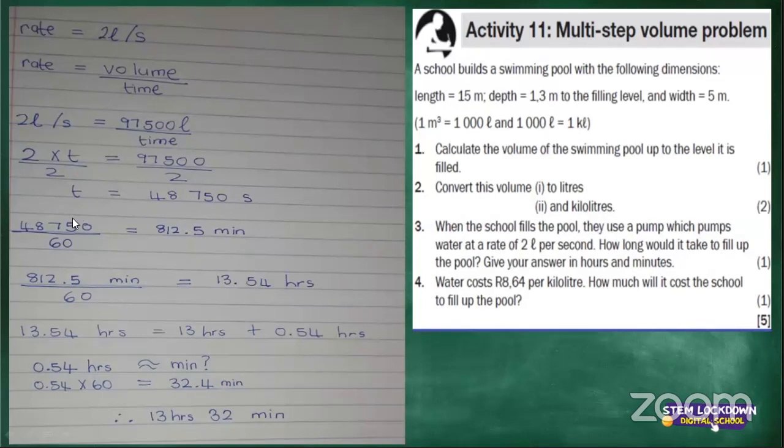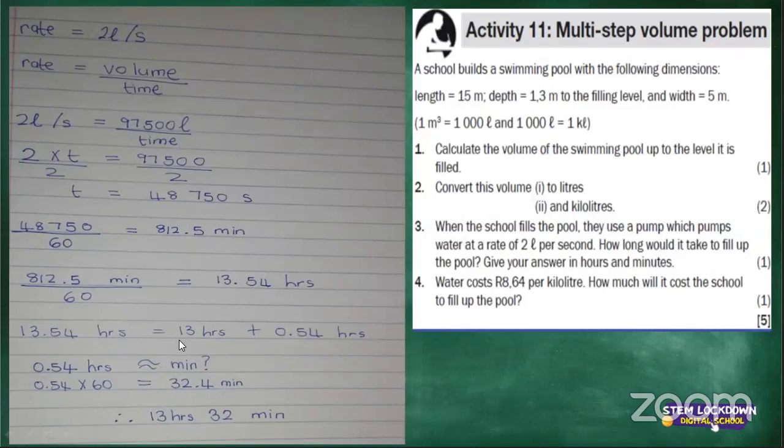48,750 seconds. Then again, what is it saying there? We must give our answer in hours and minutes. First step, we're converting to minutes. 48,750 divided by 60 is 812.5 minutes. Convert the minutes to hours, which is 812.5 divided by 60 is 13.54 hours. Now we need to break down that answer again.